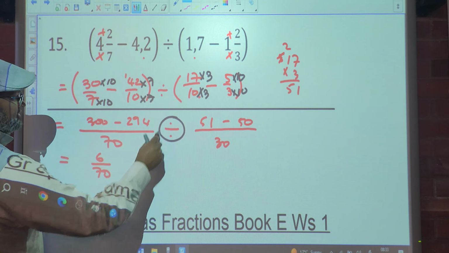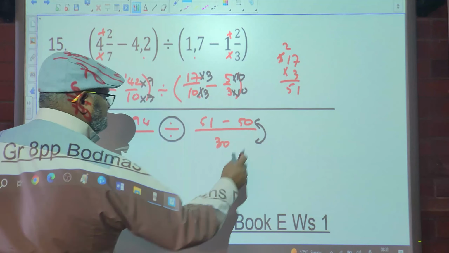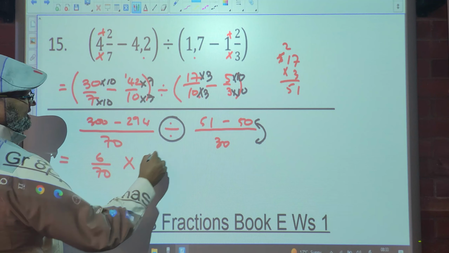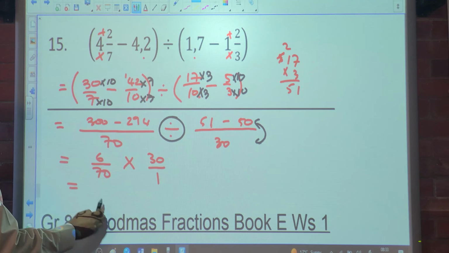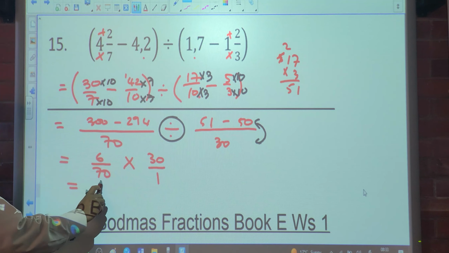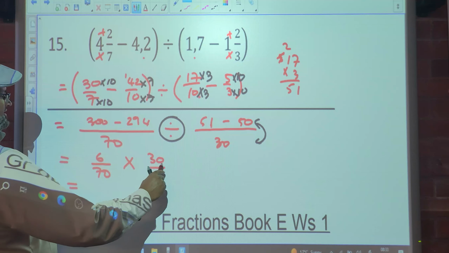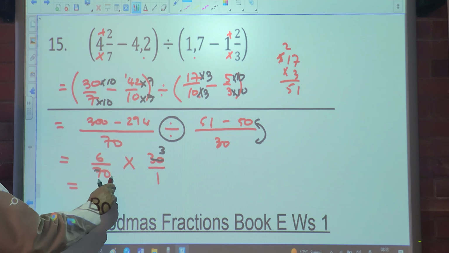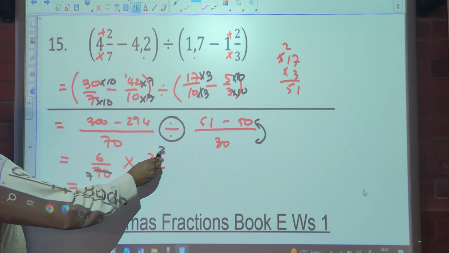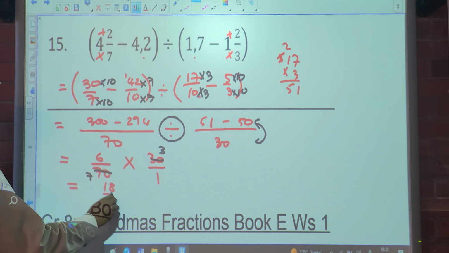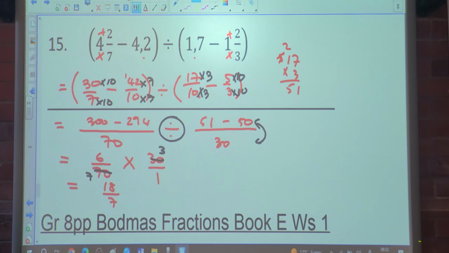We change this to multiplication, we tumble and times. It's multiplied by 30 over 51 minus 50. Is there anything that can cancel here? Yes, 10 goes into here 3 times, 10 going to 70, 7 times. So 6 multiplied by 3 is 18 over 7, which also can be written as 2 and 4 over 7. Okay.